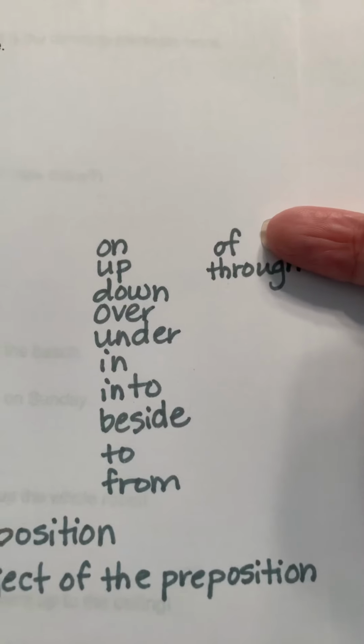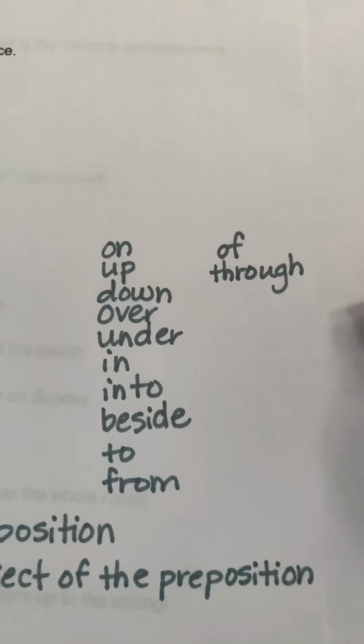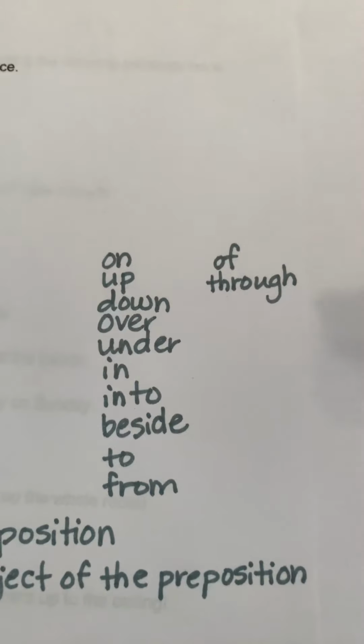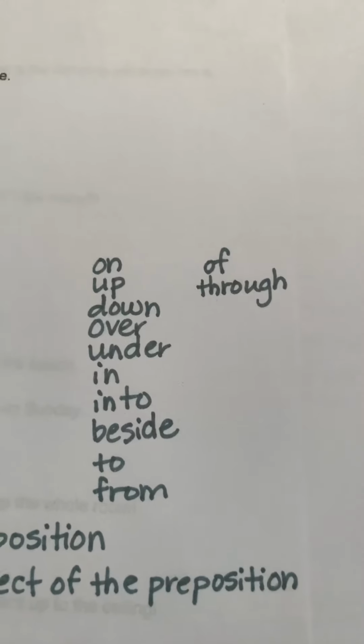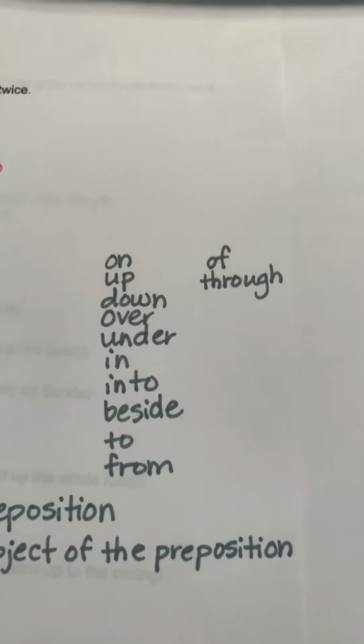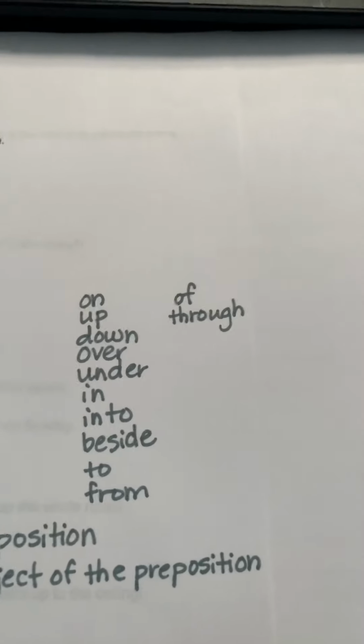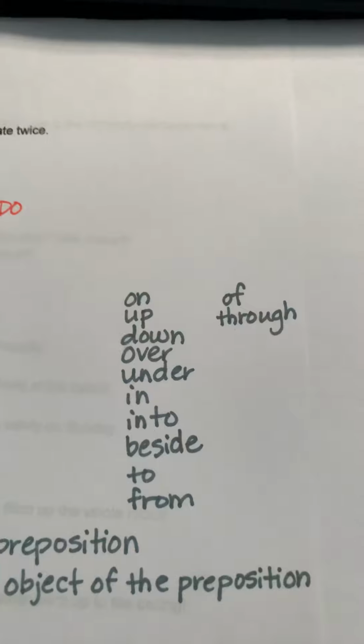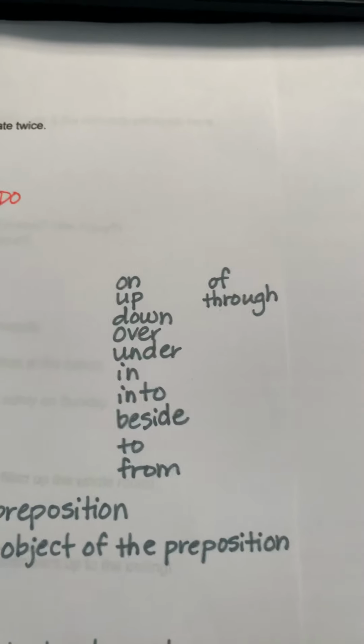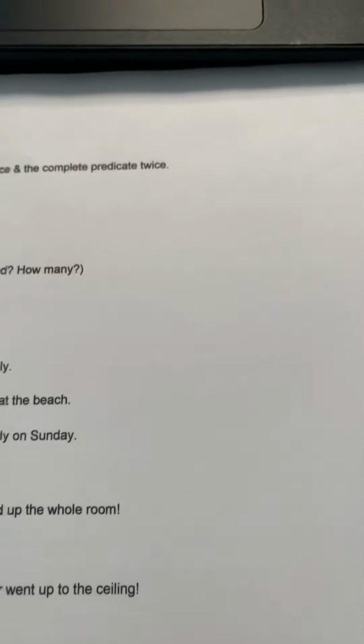Of is also a preposition. That's not one that the squirrel could really do. Also through, like if there was a hole, they could go through the tree or through the branches. So those types of words are prepositions. And so that should help you at least get an idea of what those are.